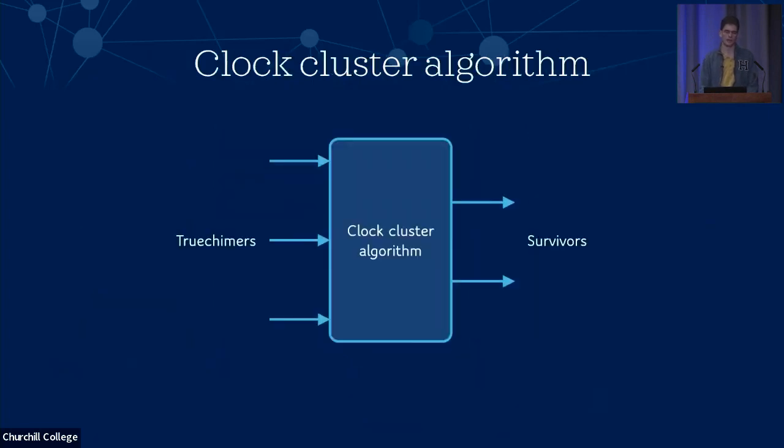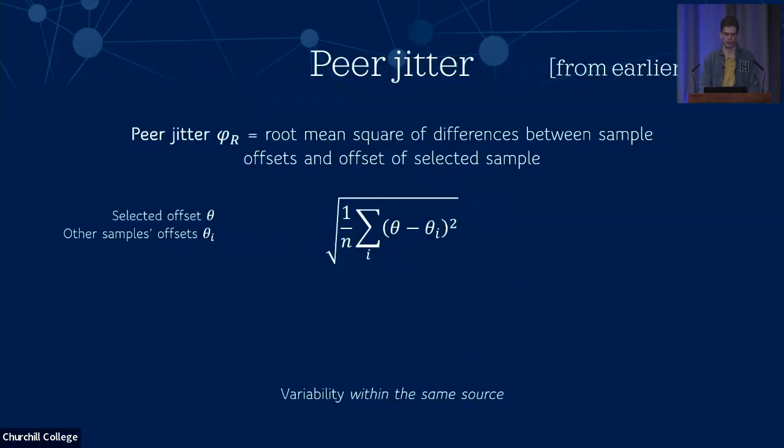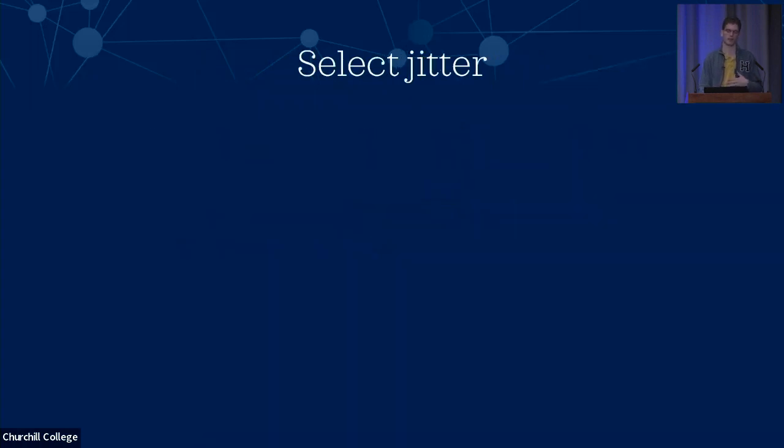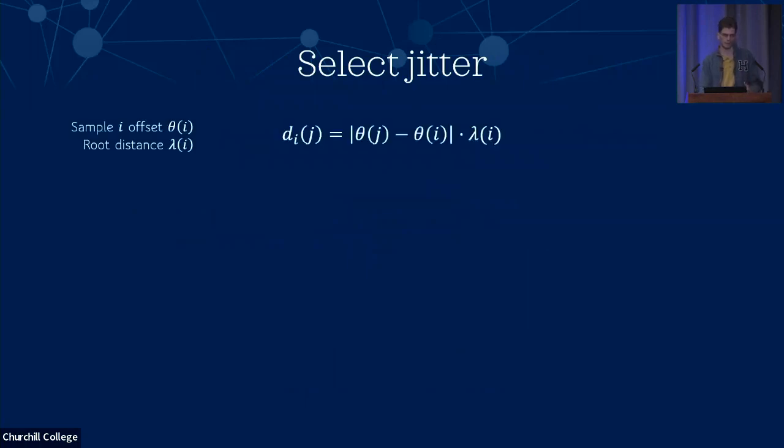So now we have a set of samples that are more or less telling the right time. The cluster algorithm is now going to take these and look at the jitter between them and give us a set of samples that are all closely clustered together. And this is where we're going to use the peer jitter that we defined earlier. As a reminder, this was a measure of the variability between different samples within the same source. And we're now going to define something called the select jitter, which is a measure of the variability between the different sources that we have left.